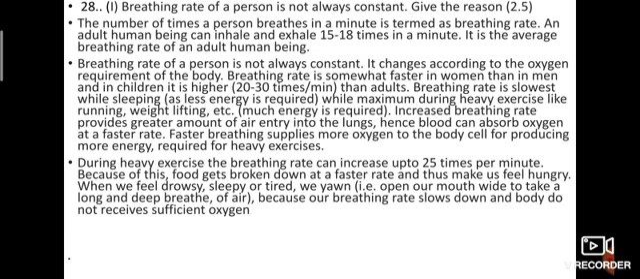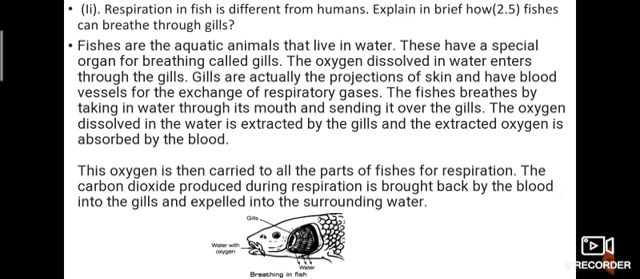Respiration in fish is different from humans. Explain in brief how fishes can breathe through the gills. Fishes are aquatic animals that live in water. These have a special organ for breathing called gills. The oxygen dissolved in water enters through the gills. Gills are actually projections of skin and have blood vessels for the exchange of respiratory gases.